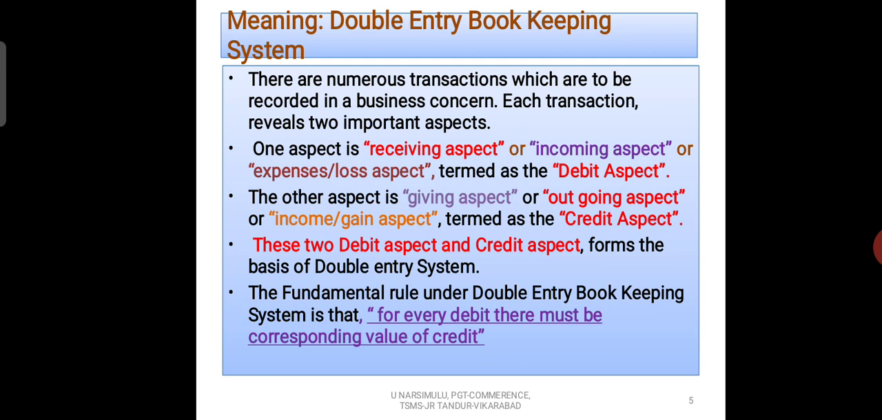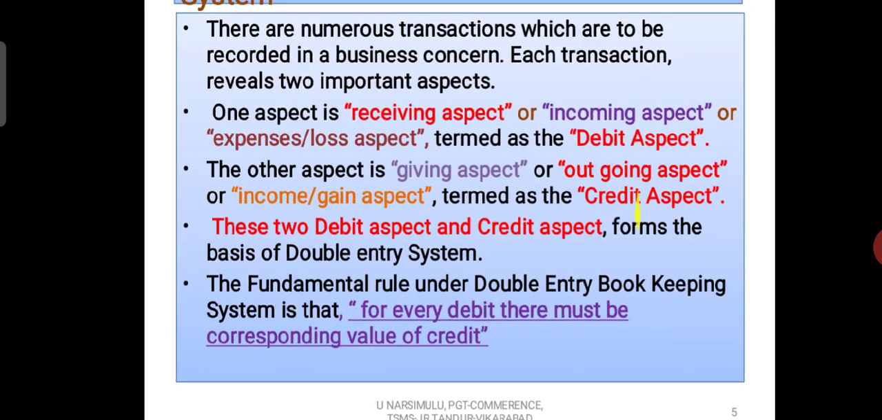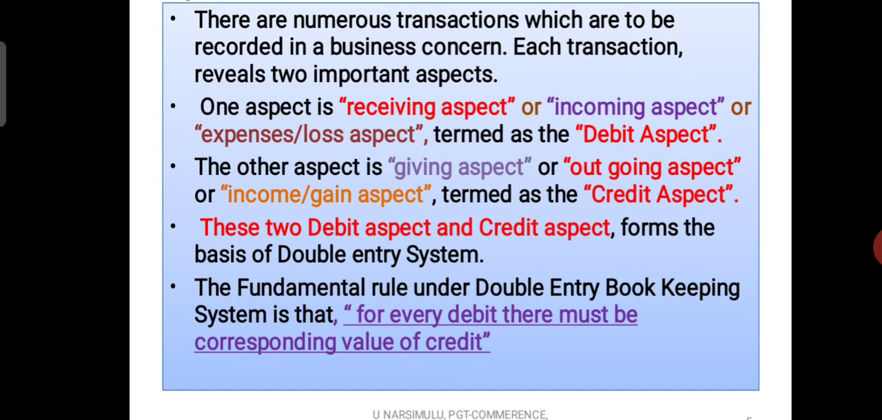Students, I have given the points one by one, just concentrate. I will explain. There are numerous transactions which are to be recorded in the business concern. Each transaction reveals two important aspects. This point, as a beginner, you should know clearly. Dear accounts students, this point tells us there are hundreds and thousands of business transactions in the business which have to be recorded.